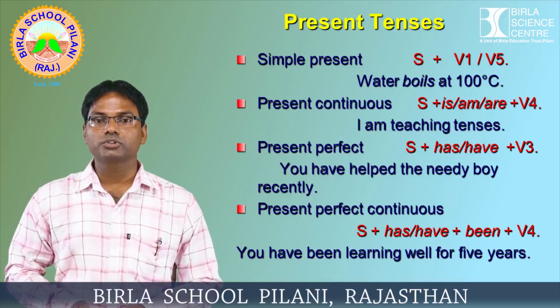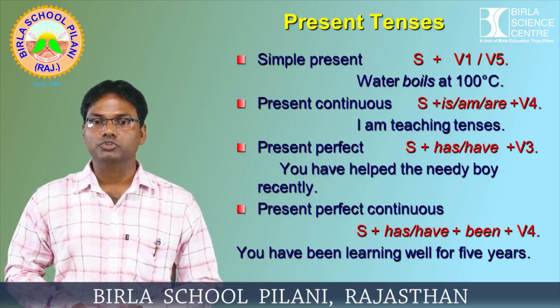Now the fourth one is present perfect continuous tense. So present perfect continuous tense has the structure subject plus has, have plus been plus V4. Guys, remember, if the subject is singular then has comes. If the subject is plural then have comes. You can see the example. You have been learning well for 5 years.